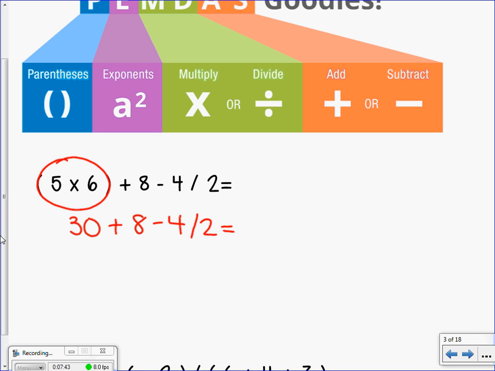Multiply and divide. Do I have any multiplication or division? Yes, I do. Where is it? 4 divided by 2. So I know that's what I'm going to do next. 4 divided by 2 is 2. And you have to write the rest down. Okay, everything else stays the same except for that one operation you completed. But you still have to write the rest.